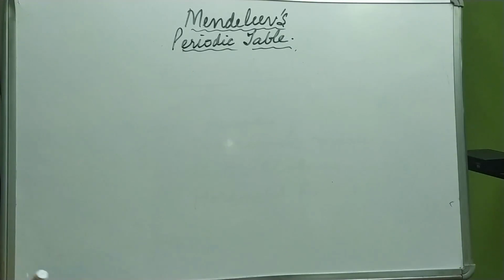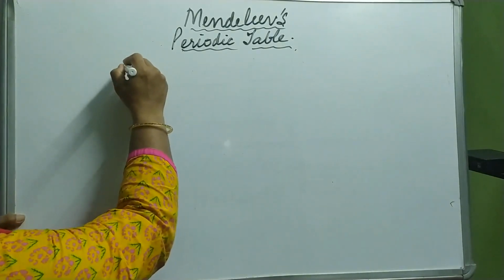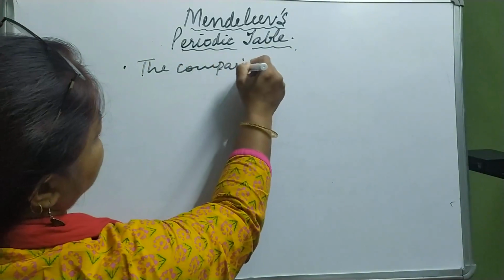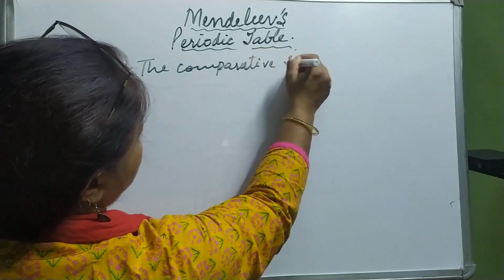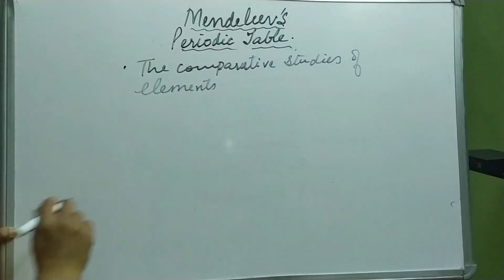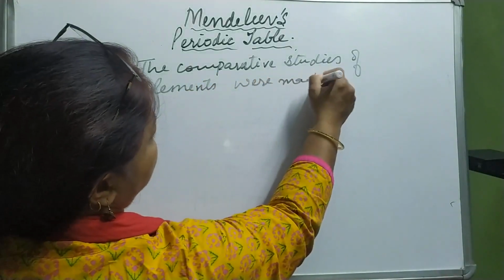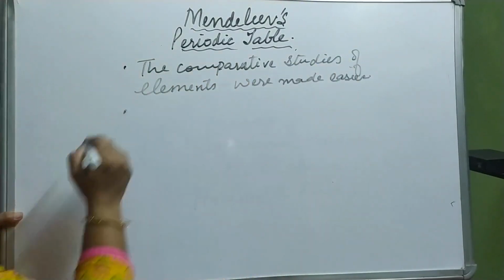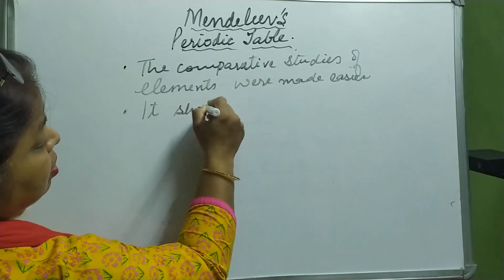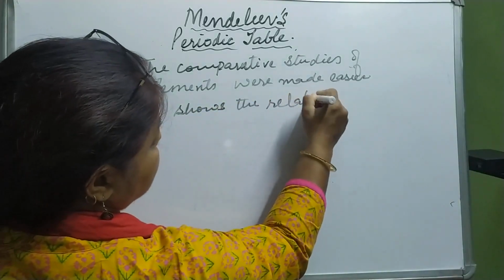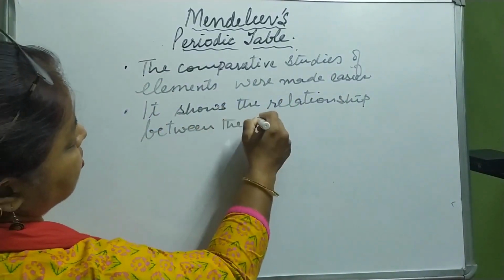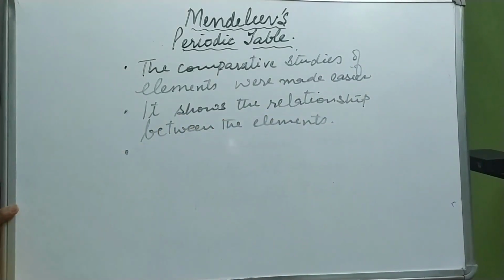He told that because of his periodic table, the comparative studies of elements were made easier. Now, second thing, it also showed the relationship between the elements of a group.